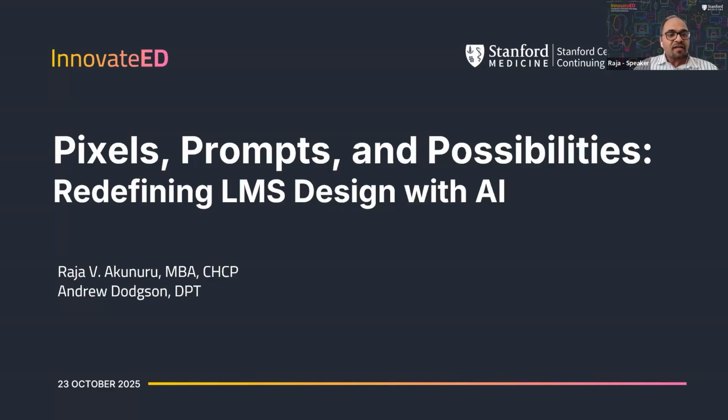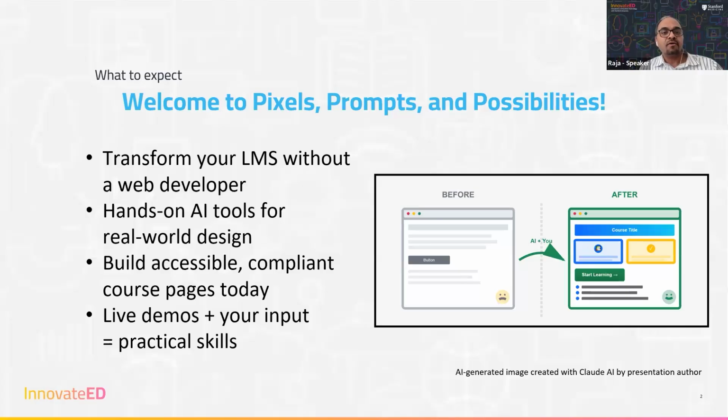Wonderful. So let's talk a little bit about learning objectives first. What we're going to learn in the next 45 minutes. The session title is Pixel Prompts and Possibilities. And as a part of it, we are going to do 4 key things as part of this session.